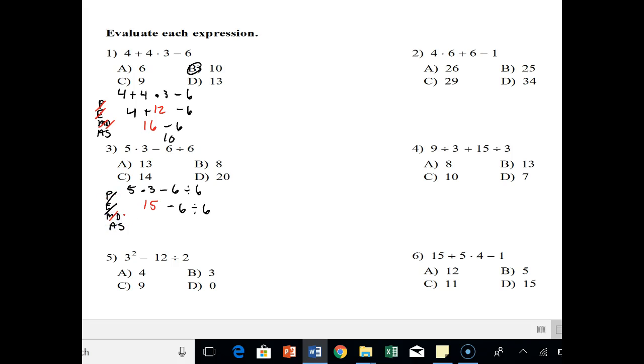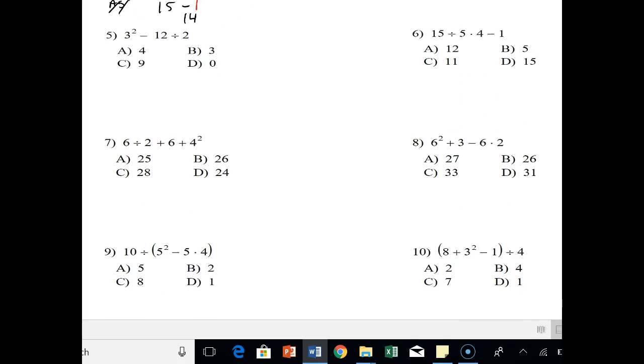Because there's no multiplication left, but there is division. So 6 divided by 6 is 1. And now we do 15 minus 1. And my answer is obviously, since there's no addition, there's just subtraction, it's just 14. So C. Obviously, if you do a problem and you don't see the answer there, you've messed up.